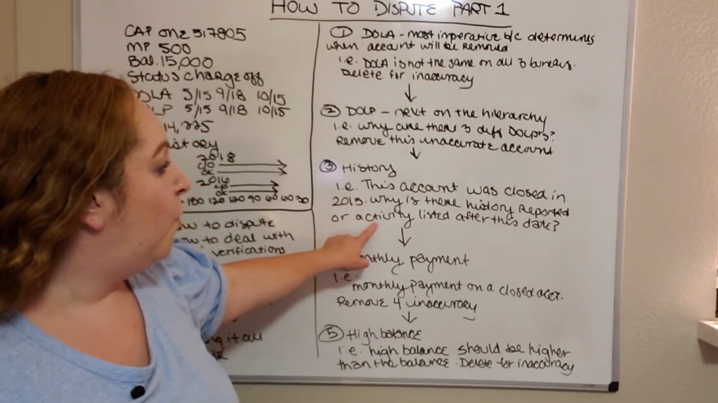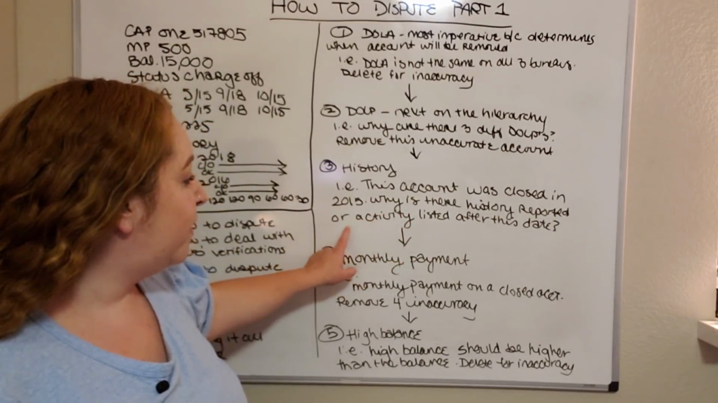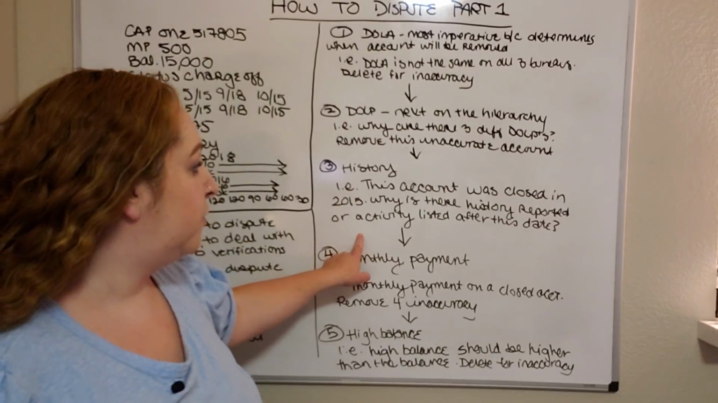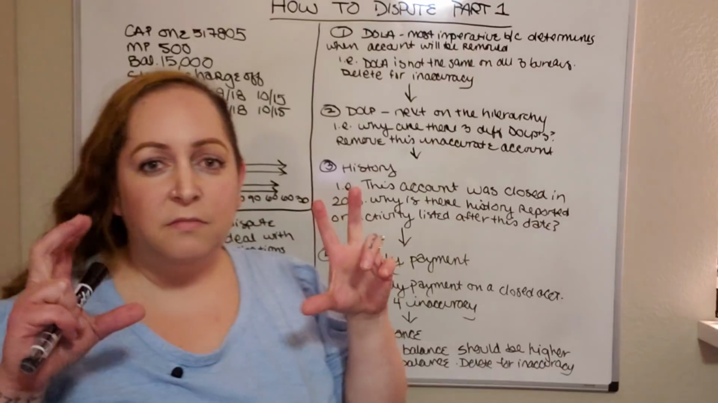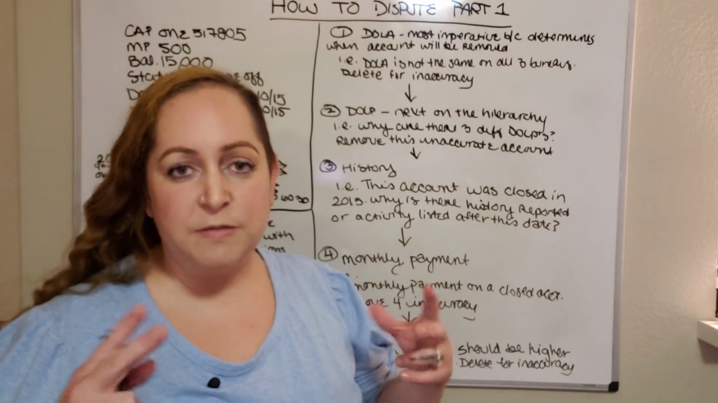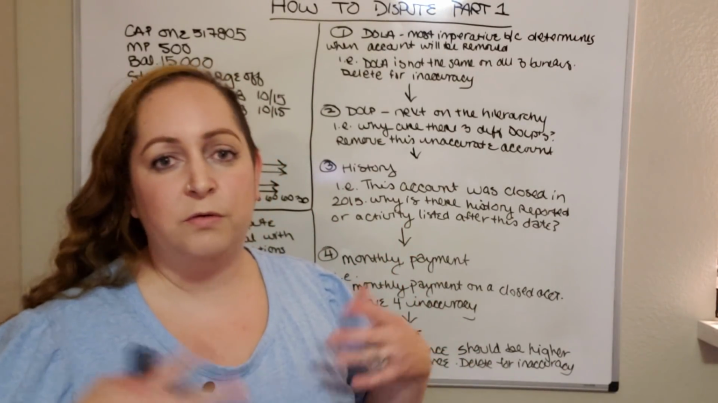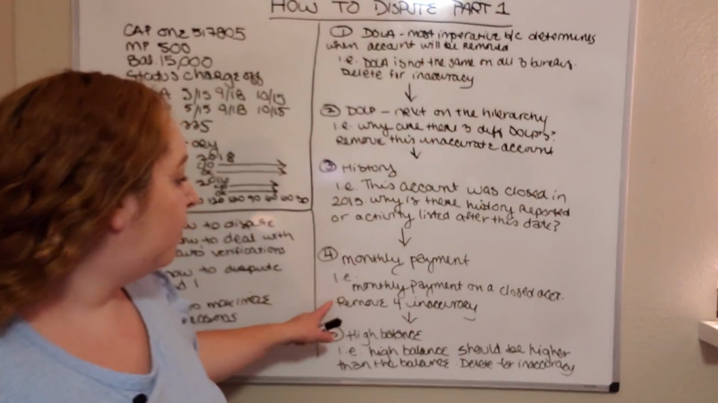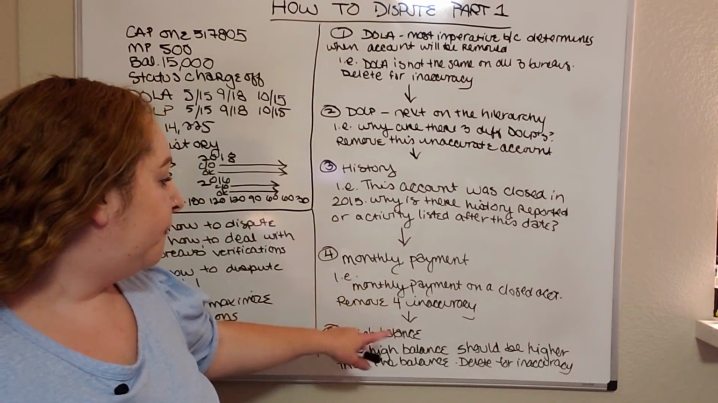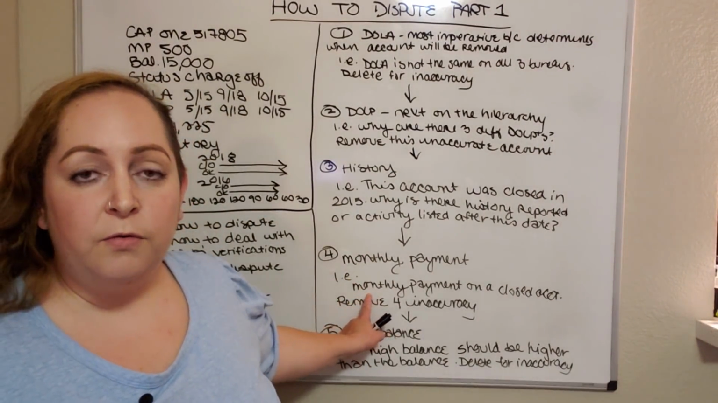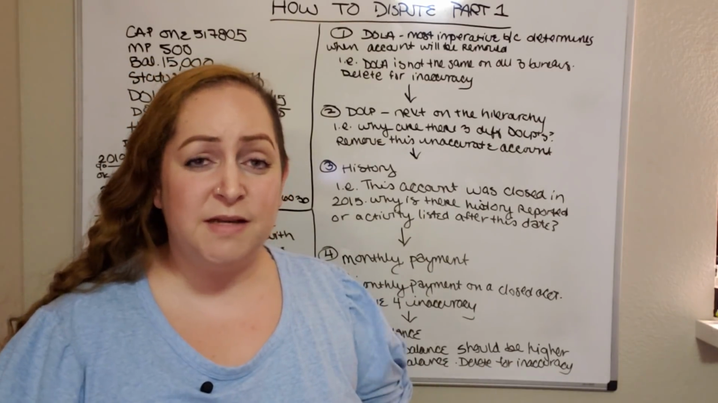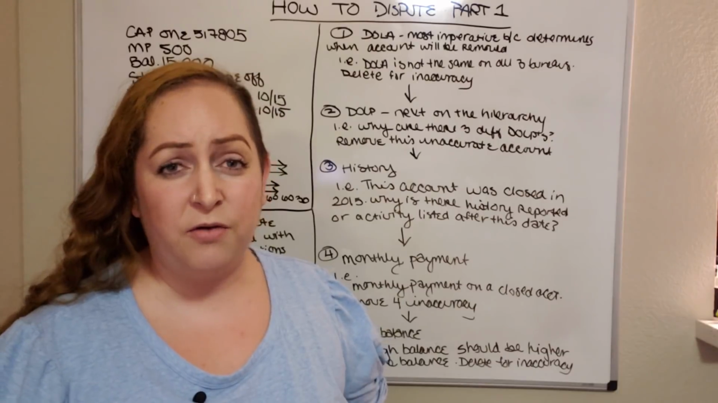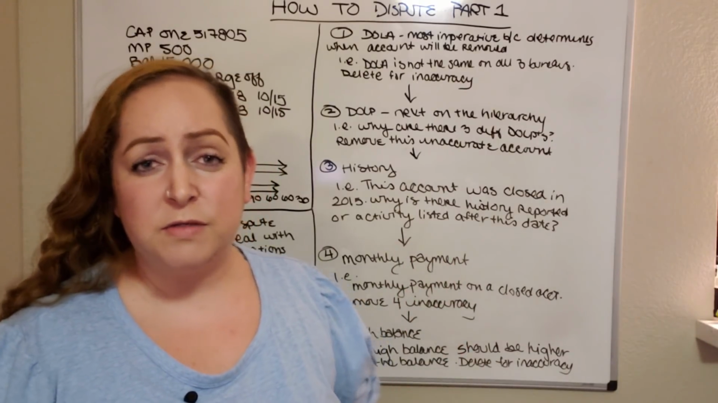History. Why is there history reported or activity listed after the date closed? Or you can put the actual date of the last payment or when the account was closed, whatever you want, okay? Monthly payment. Monthly payment on a closed account, remove for inaccuracy. And you can actually say remove for violation because that is a violation of the FCRA to report a monthly payment on a closed account.